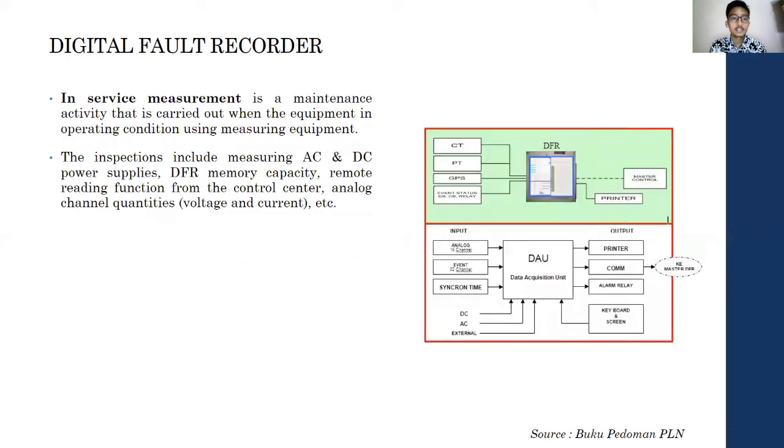Then the second one is in-service measurement. In-service measurement is a maintenance activity that is done when the equipment is in operating condition using measuring components. The inspection includes measuring AC and DC power supplies, DFR memory capacity, remote reading function from the control center, analog channel quantities, which are voltage and current, and the others.